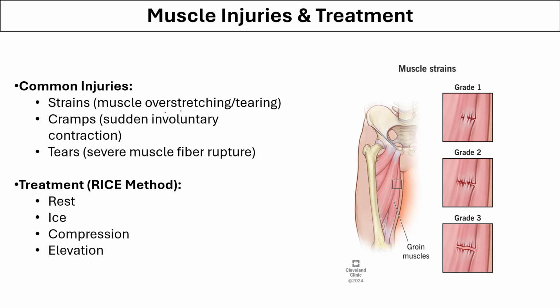Overstretching or tearing of your muscles can lead to strain. Sudden involuntary contraction of your muscles can cause cramps, and severe muscle fiber rupture is called a tear. Common treatments that you can do by yourself are taking rest, putting ice compression, and elevating your muscle for easing your pain. But then visiting a doctor and getting a proper scan of what's going on is a good idea.